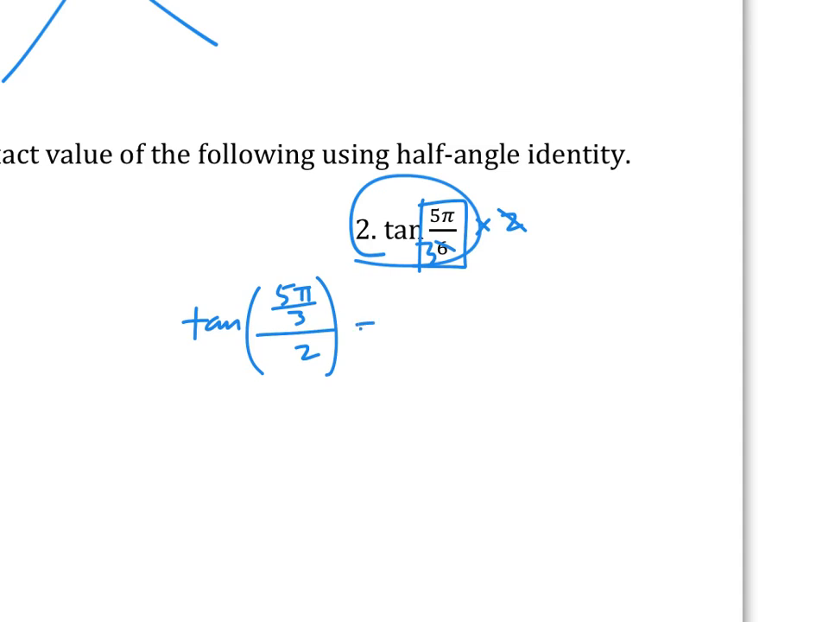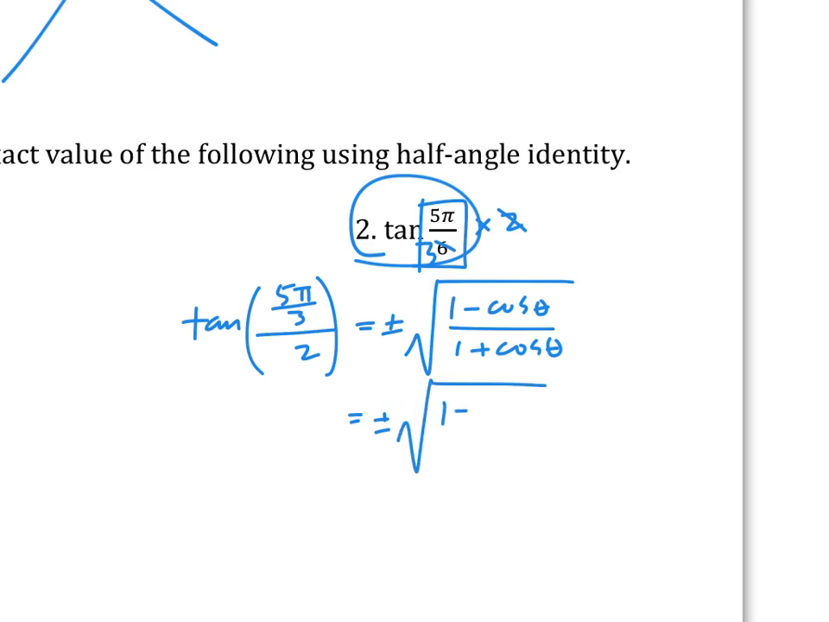Okay, so now let's go ahead and apply the formula. Plus minus square root of (1 minus cosine theta) over (1 plus cosine theta). So plus minus square root of (1 minus cosine 5 pi over 3) over (1 plus cosine 5 pi over 3).